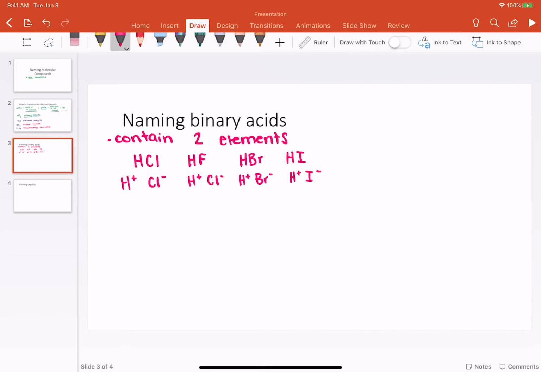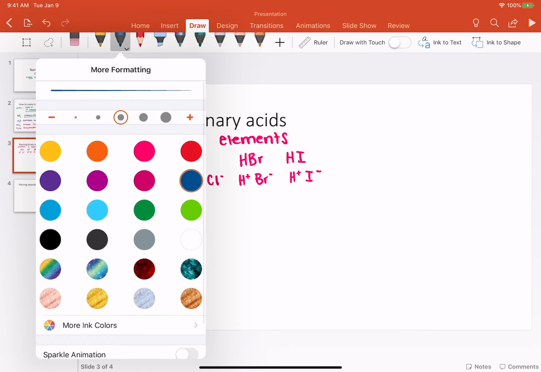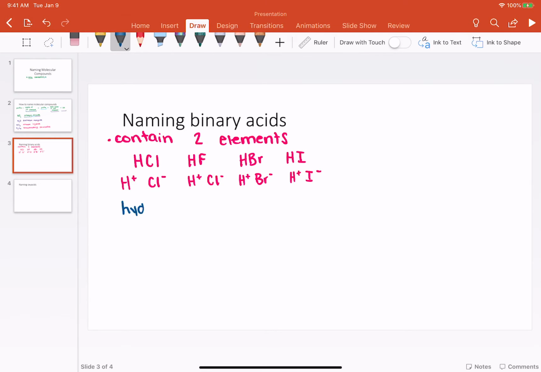So we have a slightly different naming convention for our binary acids. What we do is we say hydro plus the base name of the nonmetal. And by nonmetal, I mean the one that is forming an anion. So I'll call it the base name of the anion to be more specific, since hydrogen is technically also a nonmetal. Plus IC plus the word acid.